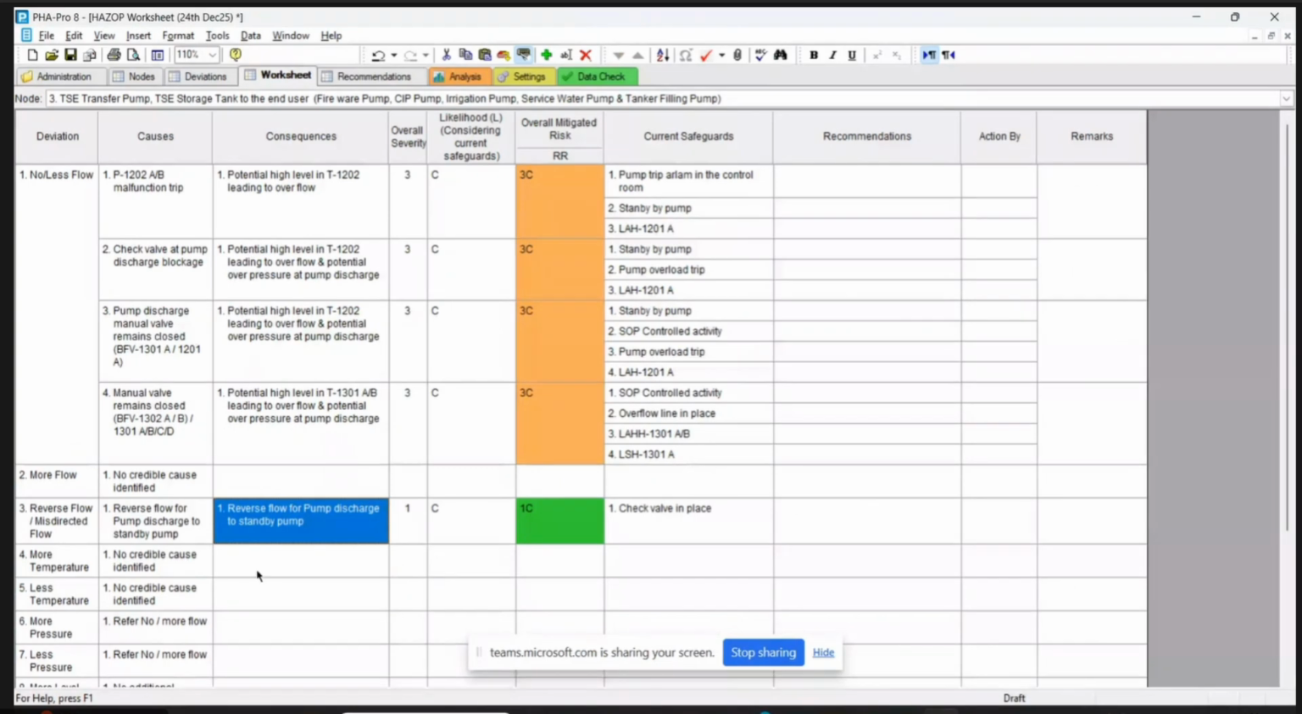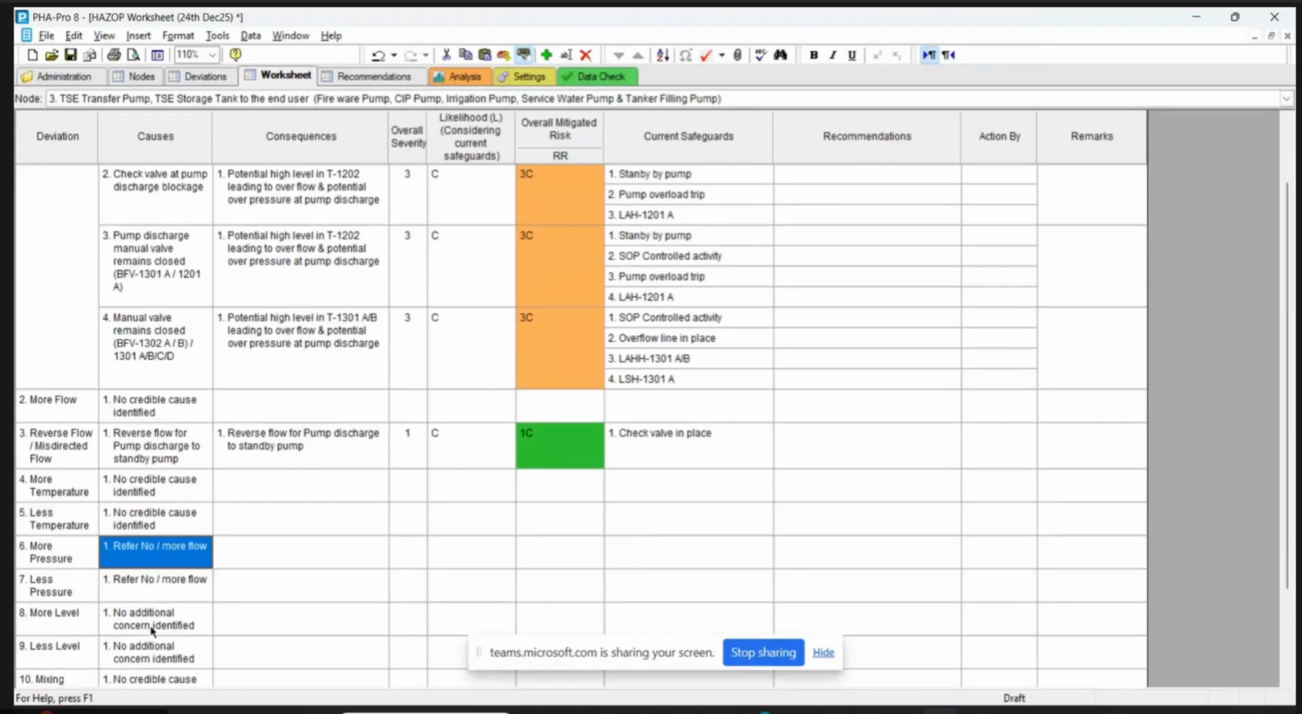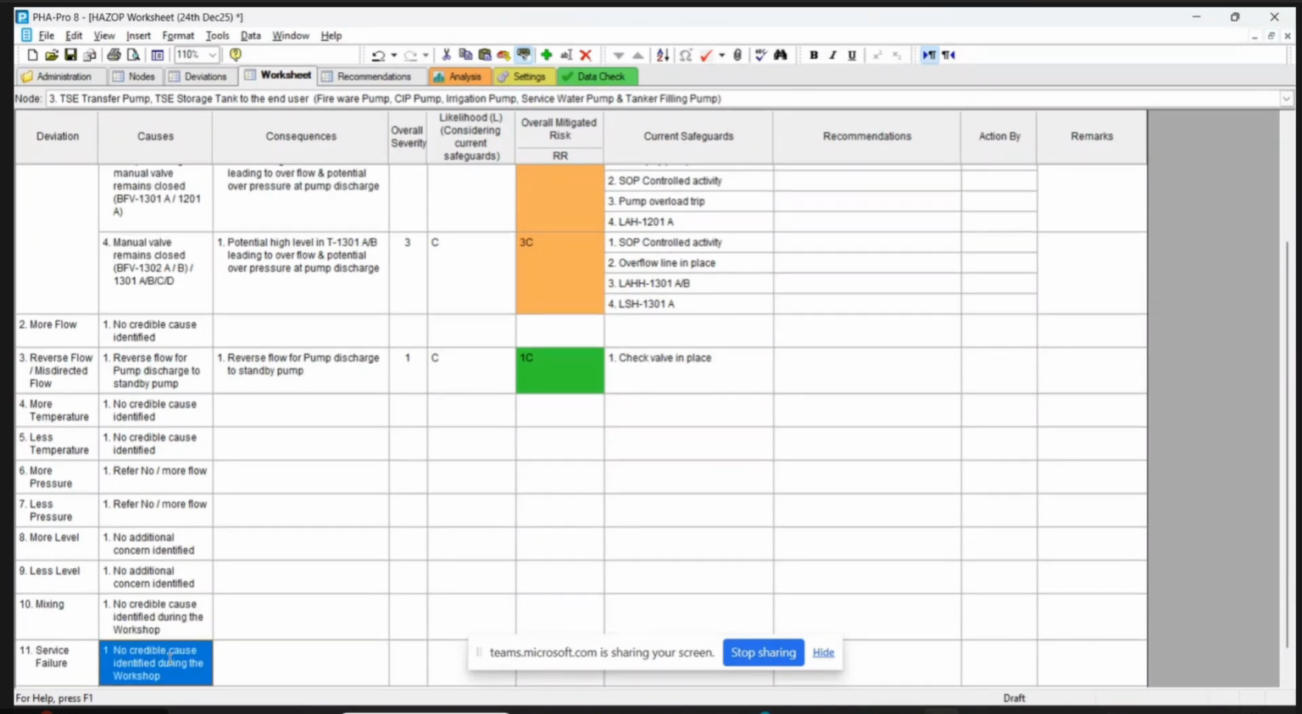Yeah, safeguard is there. More temperature not a concern, less temperature not a concern, more pressure we have seen, less pressure we have seen, level no pressure concern because we have seen, less level we have seen, mixing no problem, service no problem. Yeah. So this node is done.